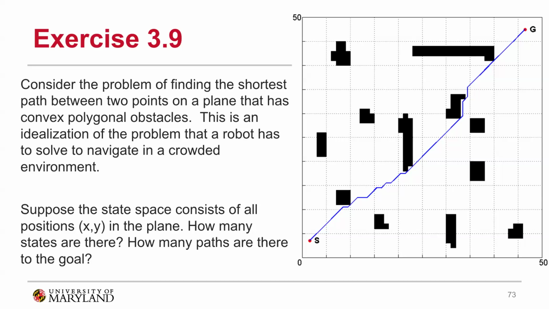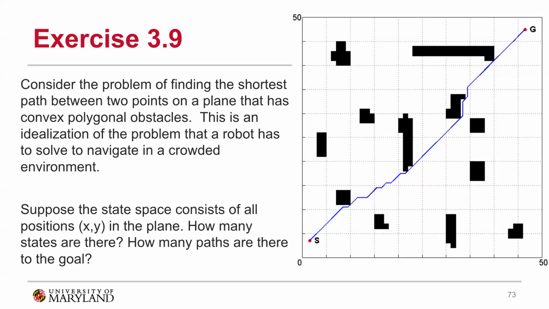So how many states are there and how many paths are there to the goal? Considering this is a float grid, do you guys have any ideas how many states there are for the problem you're trying to solve? And how many paths are there to the goal? Because this is a floating grid, the total number of states would be infinite. And how many paths are there? It would be infinite, right?